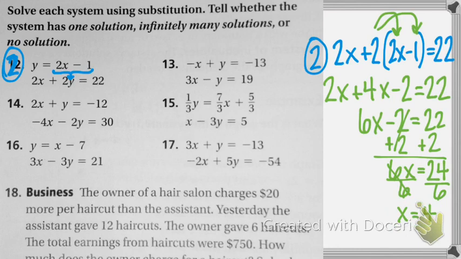Now I put a box around it, but that's not the answer. You have two variables, so you have to have two answers, and I only have one. So I'm going to come back over here and I'm going to figure out what y is. Since y is 2x minus 1, and I know that x is 4, I'm going to replace x with 4, and I get y equals 8 minus 1, which is 7. So my solution for this is the point 4, 7.